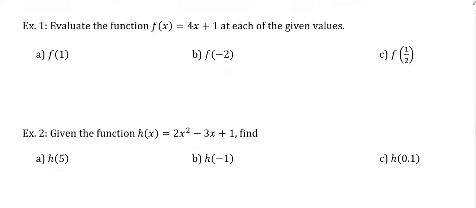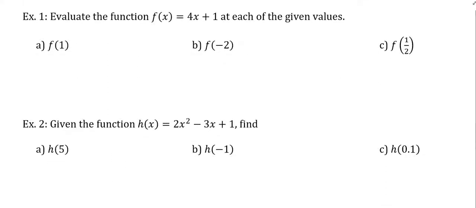So example 1, evaluate the function f at x equals 4x plus 1. Some people hate new notation because they're like, it was fine the way it was. Why do you have to change it? Now I have to learn a new way of writing the same thing. What in the heck? But there's reasons why we do it. We can talk about different functions at the same time. Function f, function g, function h. We can give them different names.